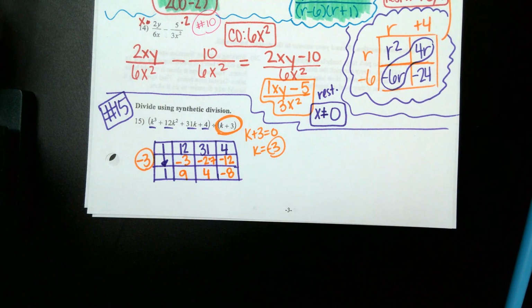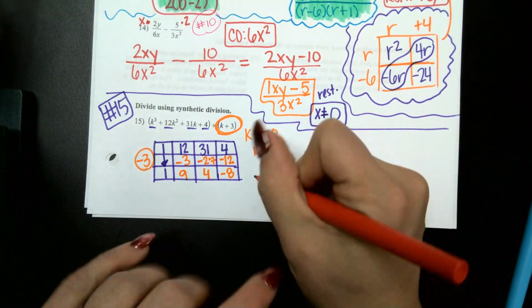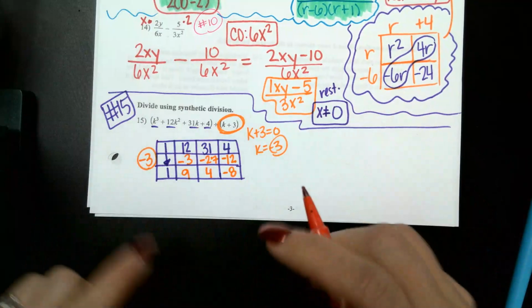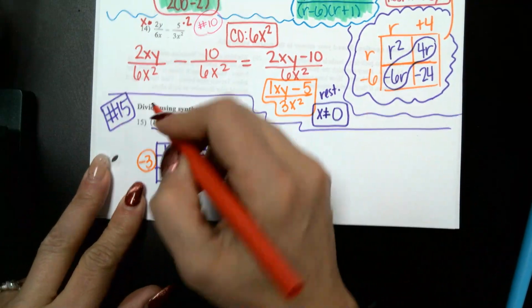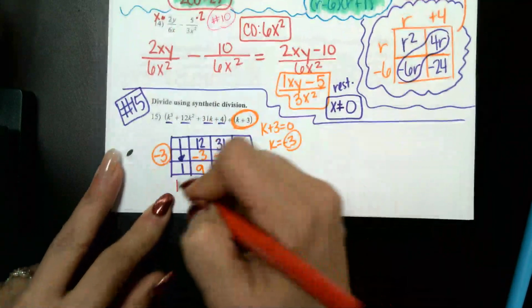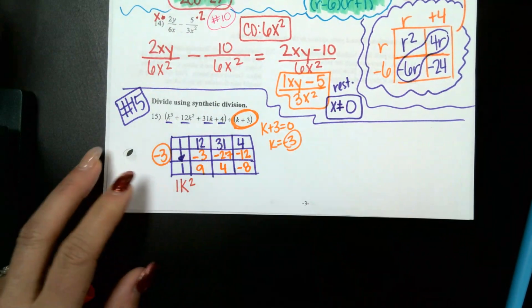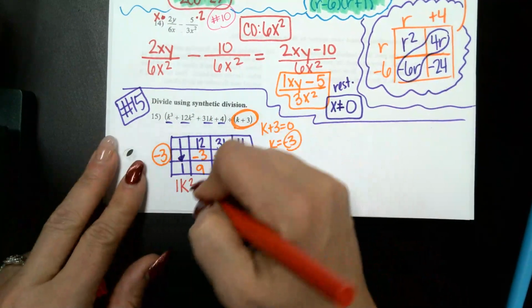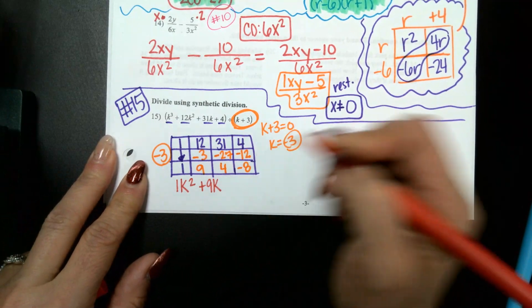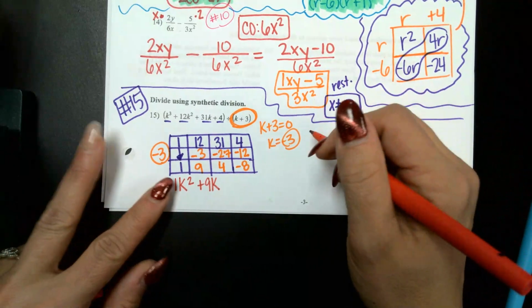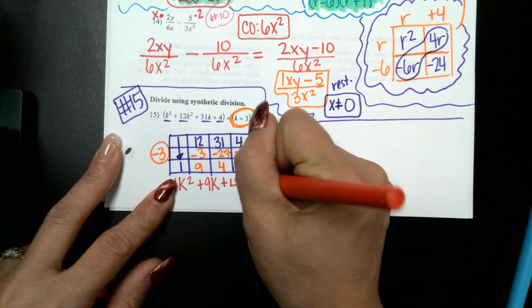Now, if you were not here the day we did synthetic division, I feel like most of you were, but if you were not, the way we wrote our answer, this 1 represents not k to the third, but k squared, because remember, we always drop 1. So then the 9 would be the k term. So I have 1k squared plus 9k. The 4 would be the constant.